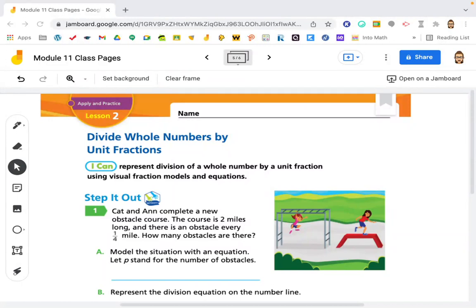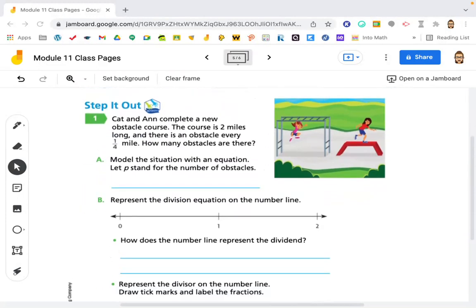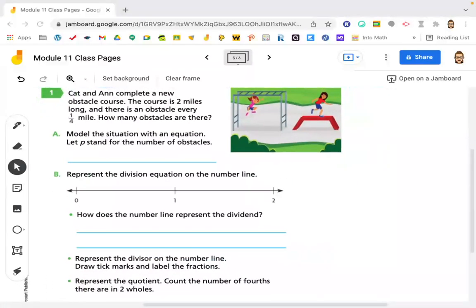So if we look at the first problem, it says step it out. Kat and Anne complete a new obstacle course. The course is 2 miles long, and there's an obstacle every 1/4 mile. How many obstacles are there? So A says model the situation with an equation.